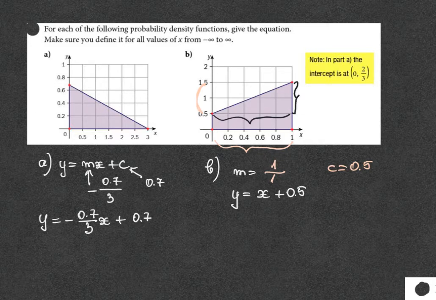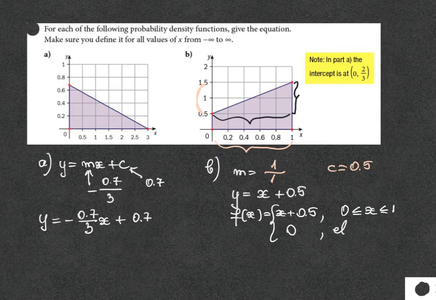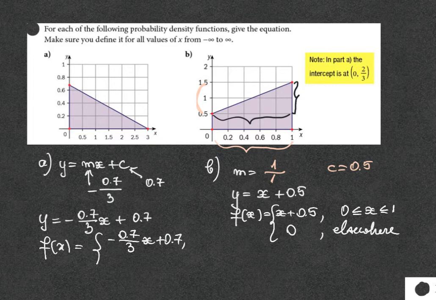And this one is a probability density function. You can write it f of x or y, doesn't matter. Plus 0.5. I need a domain for x between 0 and 1, and 0 elsewhere, or 0 otherwise, meaning that for all other x's it is 0. In the first case, f of x equals minus 0.7 over 3x plus 0.7 for x between 0 and 3 and 0 elsewhere.